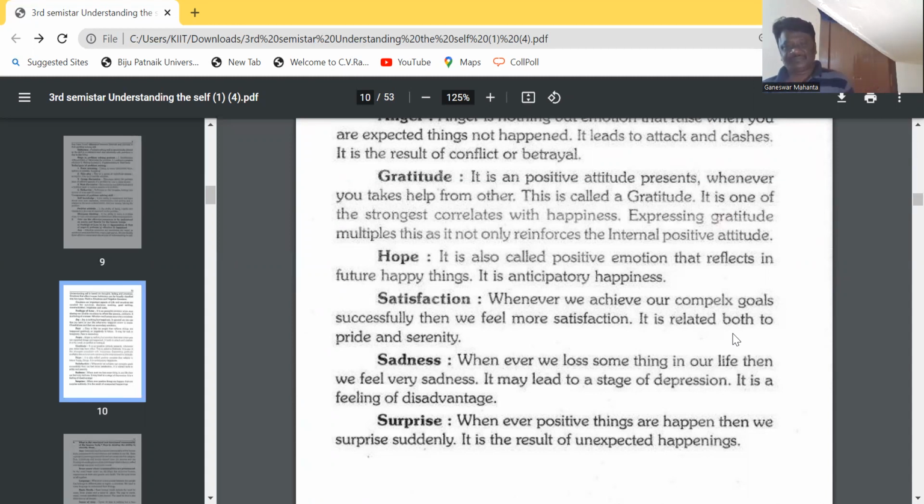Sadness. Whenever we lose something in our life, then we feel sadness. It may lead to states of depression, and it is a feeling of disadvantage in our life. When we lose something, we may become demotivated and reach the depression stage. At that time sadness will come. Surprise. Whenever positive things happen, then you are suddenly surprised.